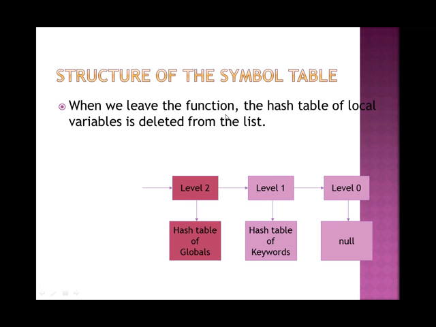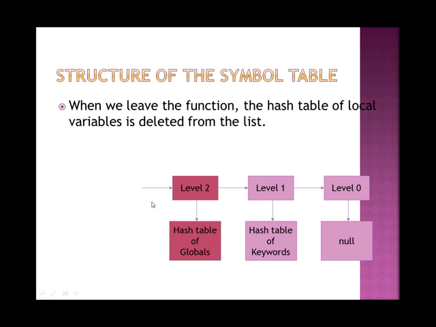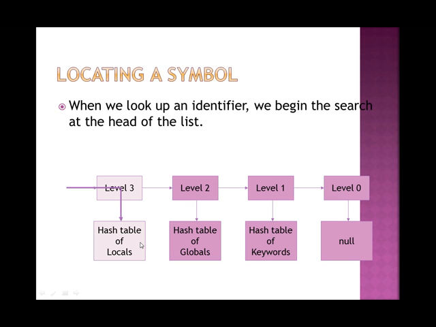When we leave the function, the hash table of local variables is deleted from the list. That is, level 3 is deleted. Then if we enter another function, a new level 3 hash table is created. So if we leave the function, level 3 is deleted. Now if we enter another function, a new level 3 hash table of locals is created.